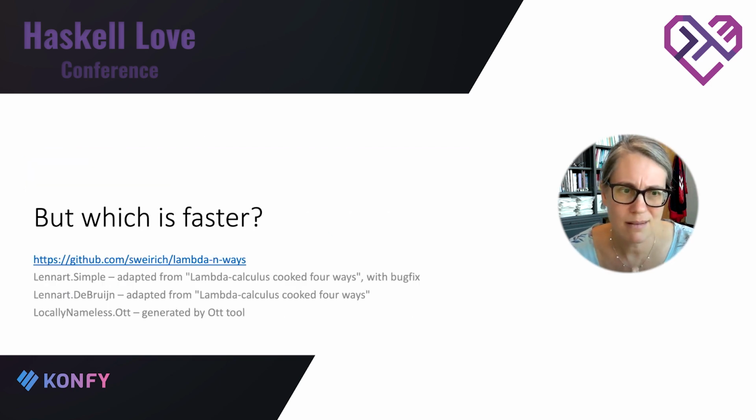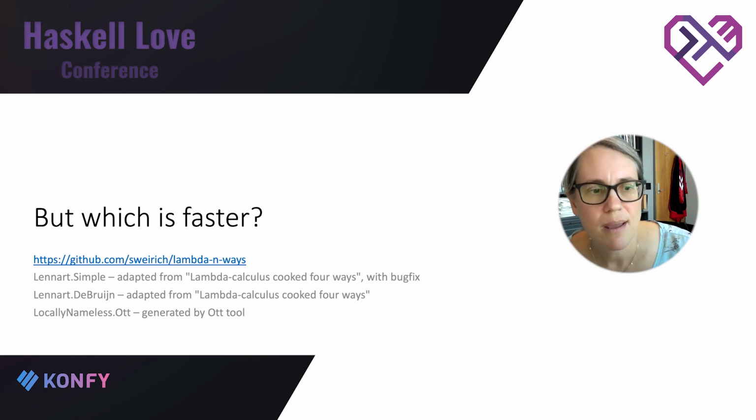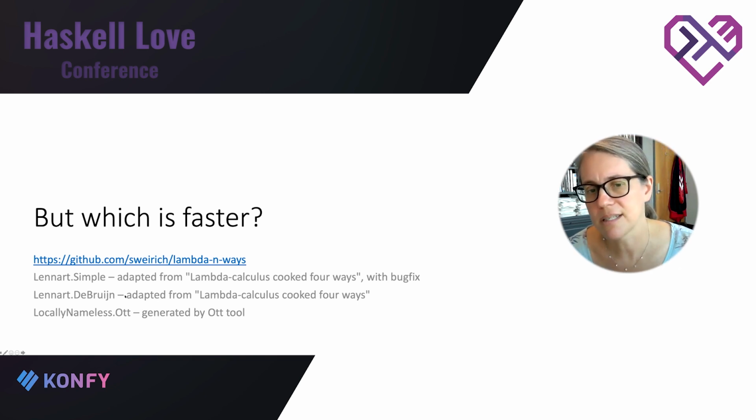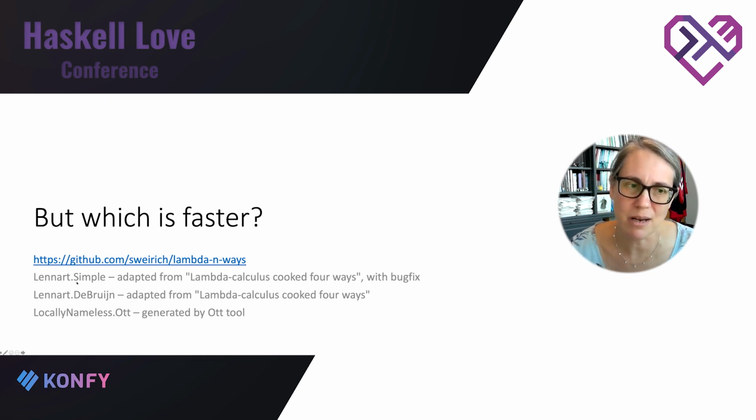But I'm sure you're wondering, what's faster? There's a lot of work going on in all 3 of those approaches. And so let's benchmark it. If you're playing along at home, in the repository, there's the lib directory. In the lib directory, you'll see tons of different implementations. We're going to start with 3, which are the basic named representation, the basic de Bruijn representation, and a basic locally nameless one. The first 2 come from Lennart Augustsson's lambda-calculus cooked 4 ways. The named representation had a very small bug in picking bound variables, so I'm actually benchmarking the one that fixes that bug.